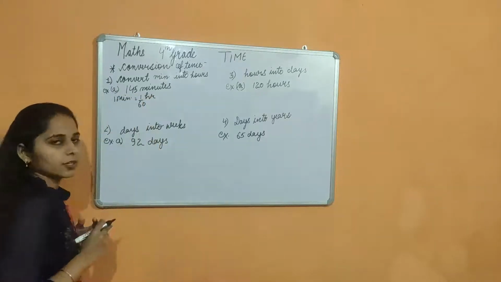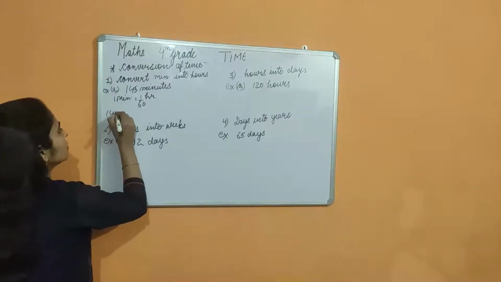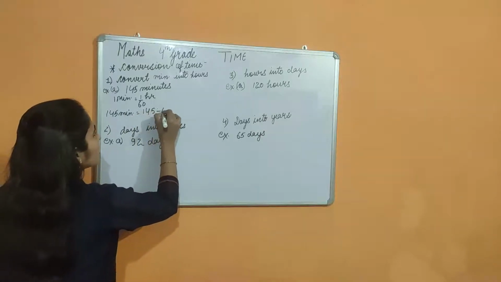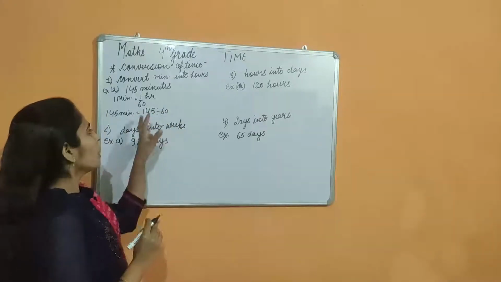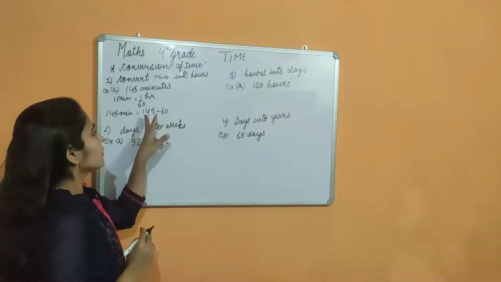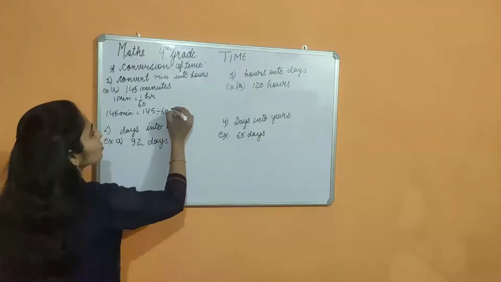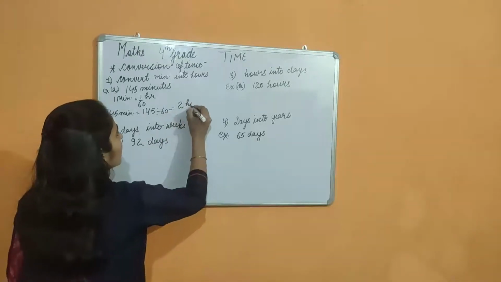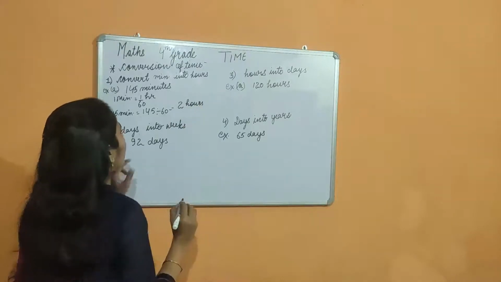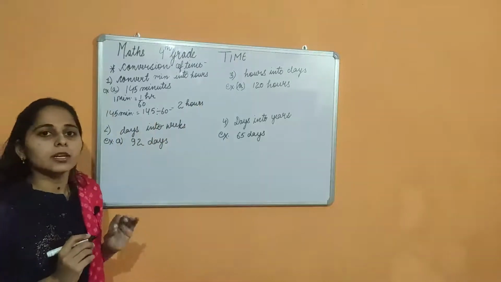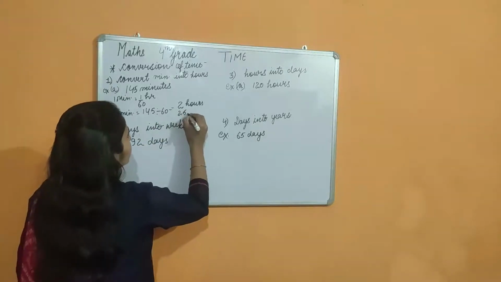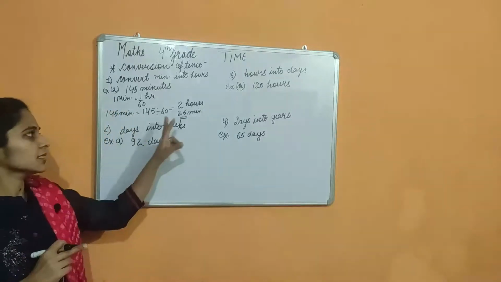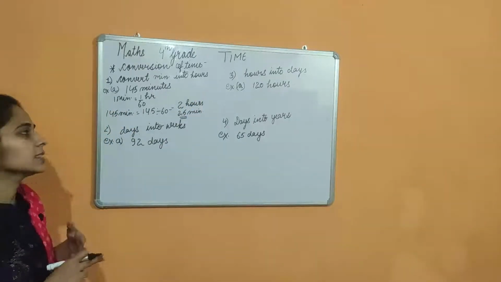So 145 minutes will equal 145 divided by 60. When we divide 145 by 60, the quotient will be 2, students. Okay, so 2 hours. And how many minutes will be left? 25 minutes will be left. So these 25 minutes will be in the remainder. The remainder will be considered as minutes and the quotient will be considered as hours.